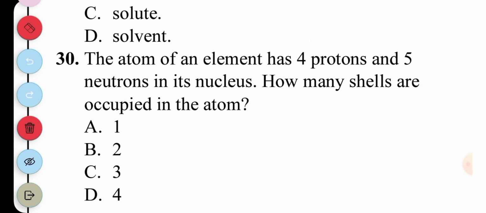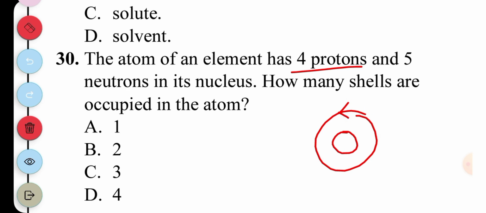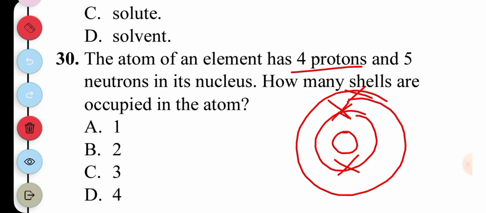30. The atom of an element has 4 protons and 5 neutrons in its nucleus. How many shells are occupied in the atom? So 4 protons means 4 electrons. And if you have 4 electrons, it means that the first shell will have 2 electrons. Second shell will also have 2 electrons. So it means that 2 shells are actually occupied. So the answer to 30 is B.